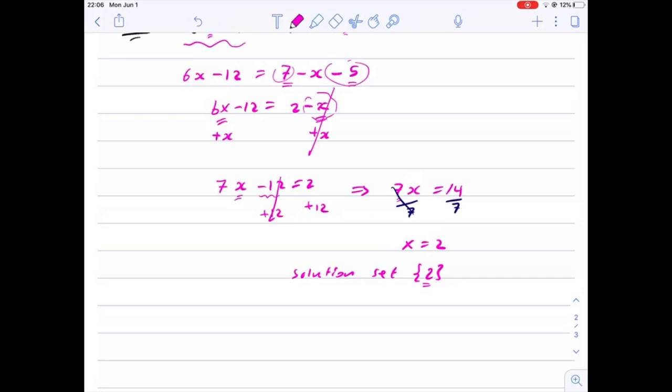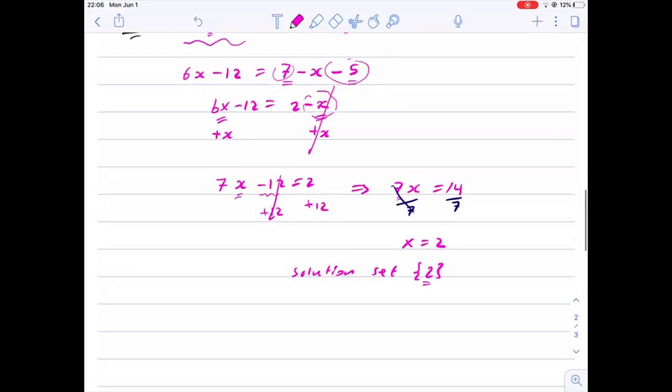For linear equations, we have at most one solution. Sometimes we don't have any solution, but we can't have two solutions or three solutions because this is a linear equation. When we graph it, we have a line that intersects the x-axis at one point, and that point is the solution. That's what we mean by the solution of an equation. The solution is the point where the graph of the equation intersects the x-axis.